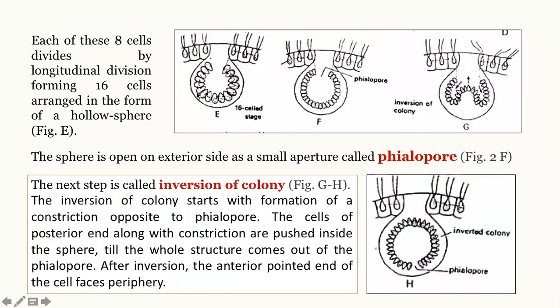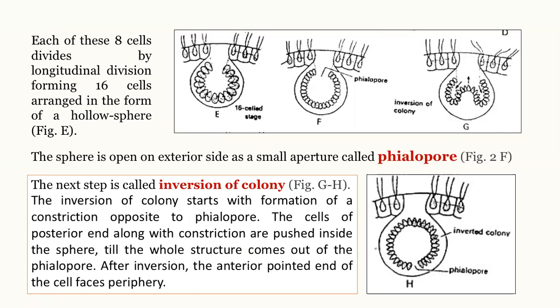And once these eight cells of the plakia stage are formed, each cell in the plakia stage will again undergo division to result in the formation of a 16-celled stage. And this 16-cell stage starts arranging itself in the form of a hollow sphere, as you can see here in the picture. But there will be a little bit of an opening over here in the top, and this opening or aperture is called the phialopore. So the sphere is open towards the exterior side, and this small aperture is known as a phialopore. The next stage, you can see here in this picture, at all these stages, till this stage, the anterior end of the individual cell is facing towards the interior of the gonidium.